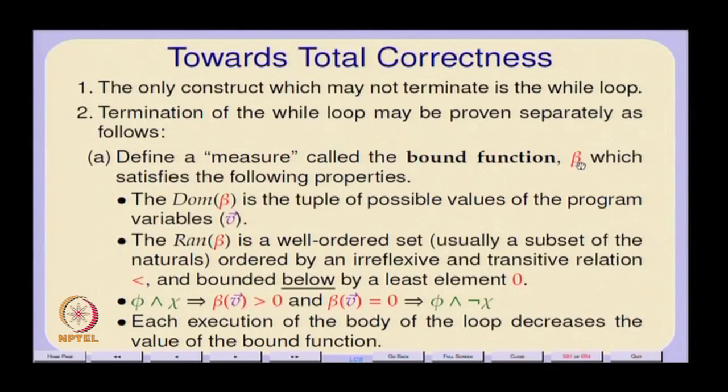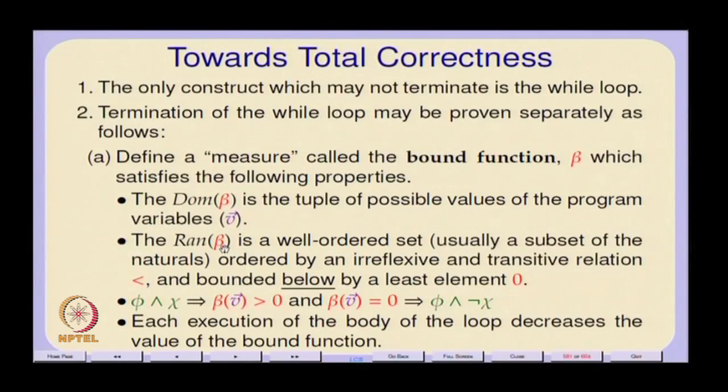Let me call that beta. So, beta is actually a function of all the program variables, which means you basically take the free variables of your program and beta is some function of them, such that the domain of this function beta is the set of all tuple values of the program variables taken in some order. Okay. Take all the program variables in some order, form a tuple; essentially it is a Cartesian product, and that is the domain.